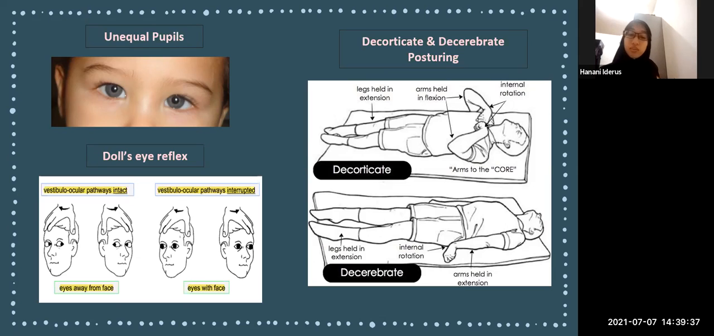In decerebrate, the function of the brainstem is impaired, because there is a midbrain abnormality. Just a way to remember which: you can see that the arm is to the core, meaning that the arm is held in flexion, is decorticate. So arm to the core, decorticate. That's how we can remember it. So next.